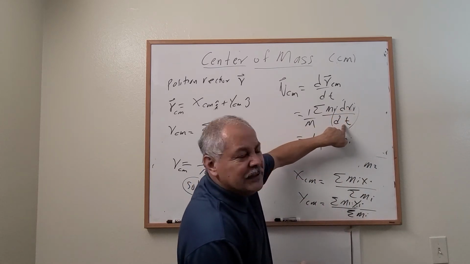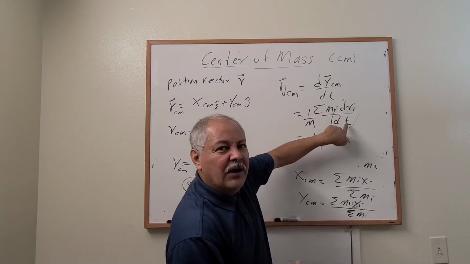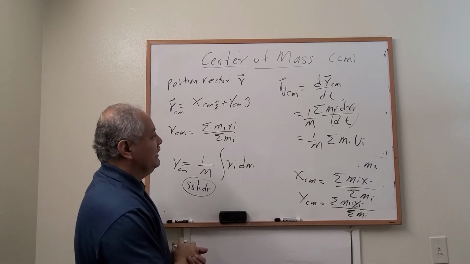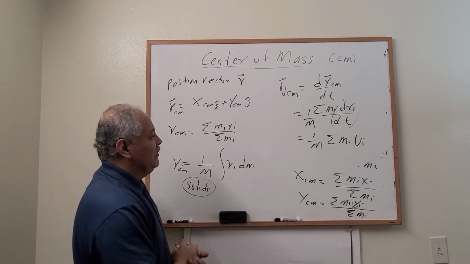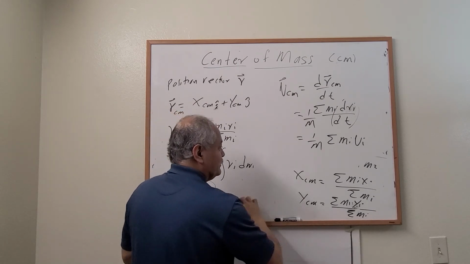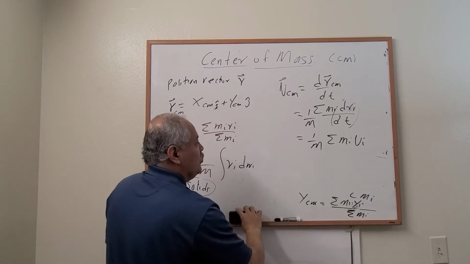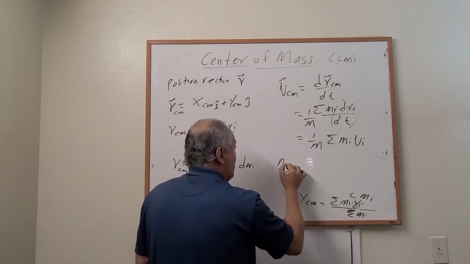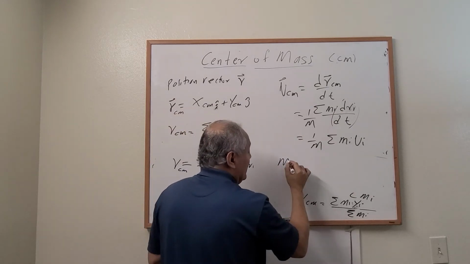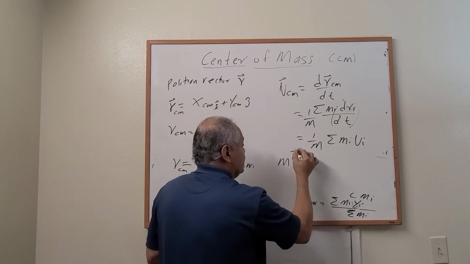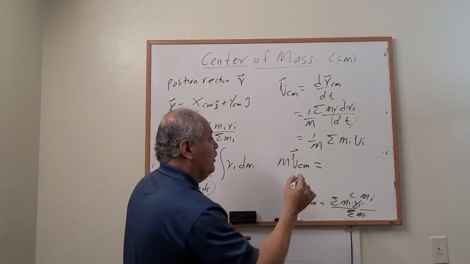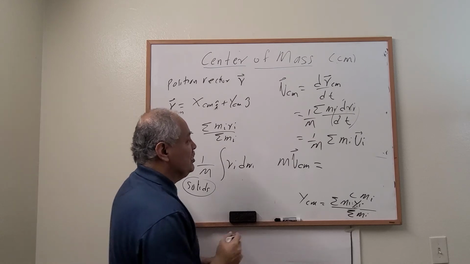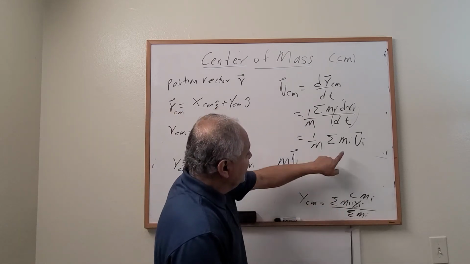dr over dt is the velocity, right? It's going to be v sub i. Correct? Perfect. And then, what do we have? Let's arrange it this way. We multiply by the total mass: the total mass times the velocity of the center of mass is equal to, we're doing this with vectors, okay, the sum of this product.